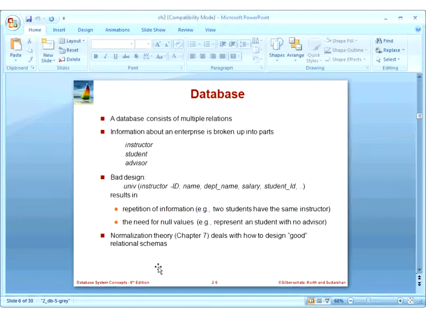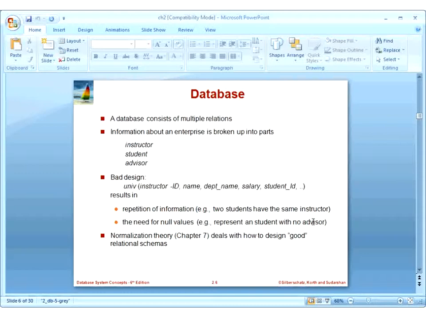When you design your relation schema, you need to be careful about its design. For example, if you have a university relation with instructor ID, name, department name, salary, student ID, and other information, this is a bad design because it results in repetition of information. If two students have the same instructor, then you are duplicating the information and your table size will be large.